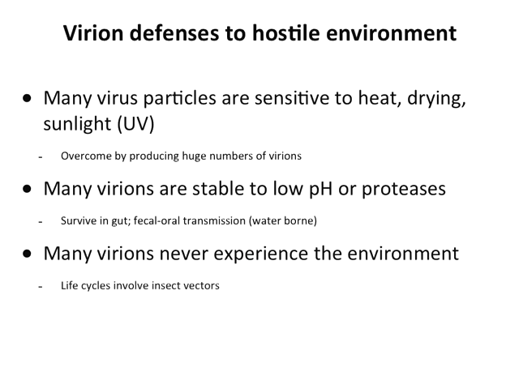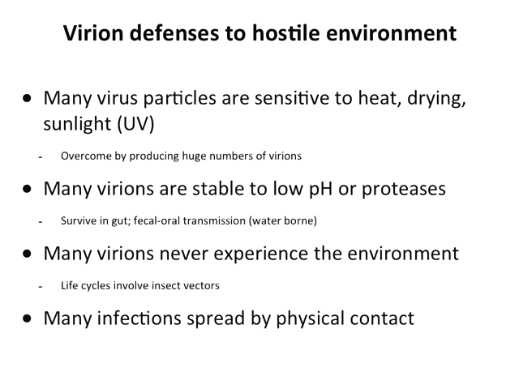Some viruses never experience the environment. The life cycles involve insect vectors. The mosquito or some other vector bites you and delivers the virus right into your cells, so that virus doesn't have to deal with the environment at all. It multiplies in you, and then it's picked up by another insect vector and transmitted to another person. And some infections are spread by physical contact, of course, transferred by body fluids, and in that case, the viruses are not outside for long. So these are all different ways that viruses can be transmitted.